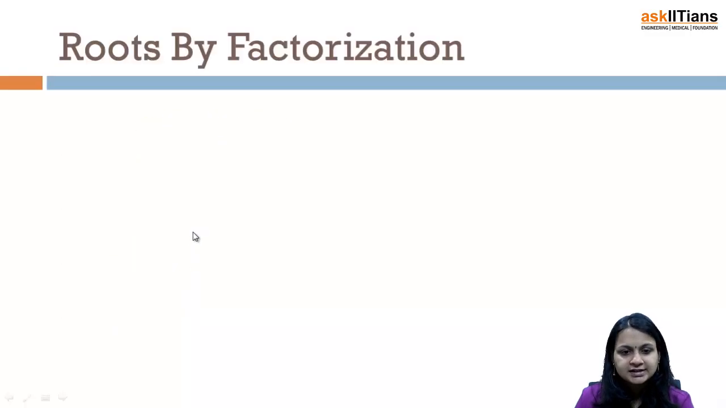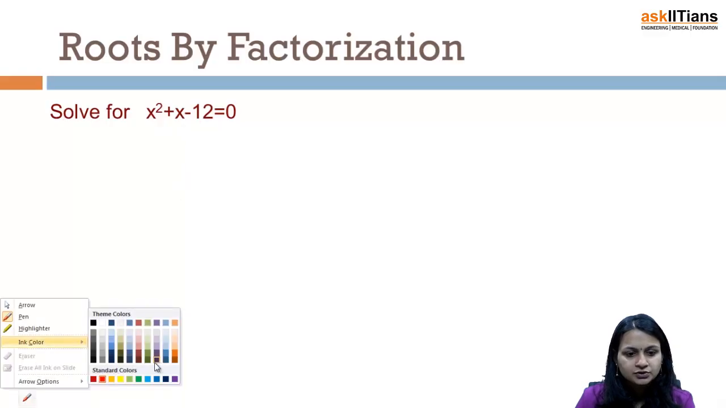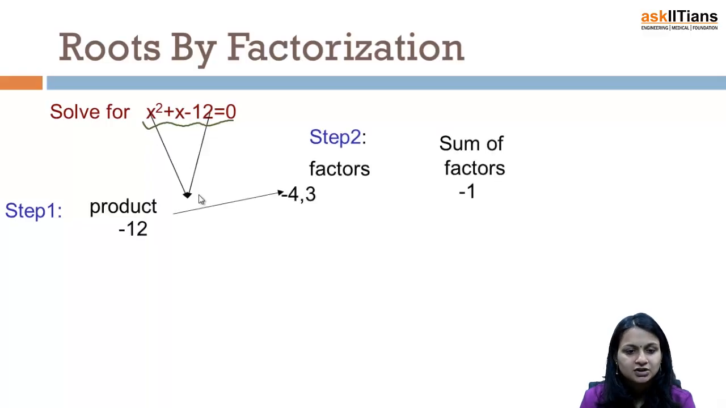Now let's see one illustration and see how it can be done. So we have this question, x square plus x minus 12 equal to 0. We want to find its factors, the values of x for which this equation becomes equal to 0. Now to do it, first of all, what is my step 1? I will multiply the coefficient of x square with the constant term, so it is minus 12. I will try to make its factors.